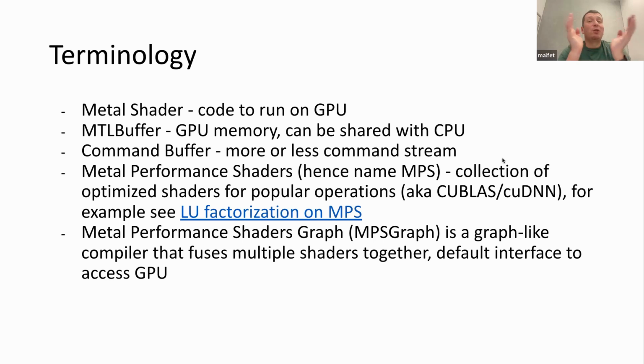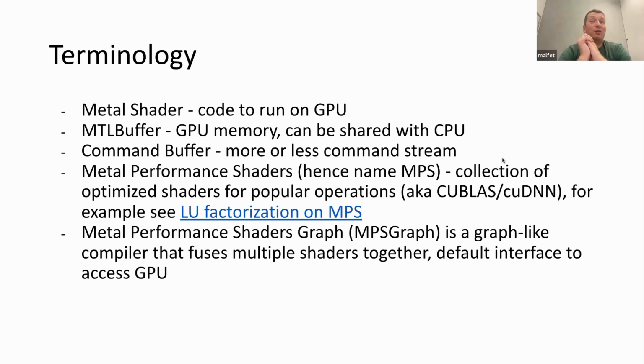A command buffer is more or less the same as a CUDA stream. Sorry, I typed as I thought I was typing, but I typed something different. Metal Performance Shaders is a collection of optimized popular shaders that were written by people who know what they're doing, like me. Apple released the Metal Performance Shaders framework, and you can call them again using Objective-C or Swift to execute highly optimized operations on the GPU.